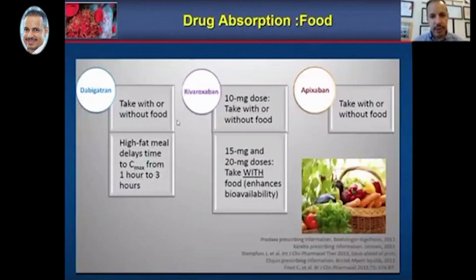The food is very important. For rivaroxaban, we advise the patient to take it with food to enhance absorption. If it is 5 milligram BID, like in Ramadan, we ask them to take it with the breakfast and sahur. If it is once daily, like 20 milligram, we ask them to take it with the breakfast. Other medications, apixaban and dabigatran, can be taken with food or without food. There is no interference with that.